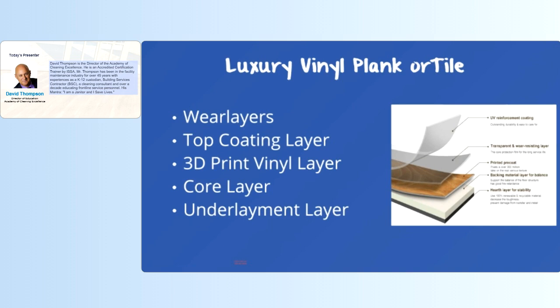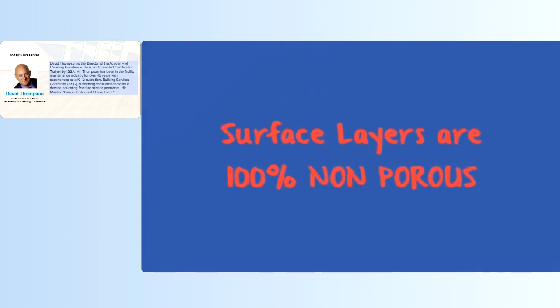Now, as you look at all of this, the surface is 100% non-porous. So unlike the VCT, the surface, when you get it and it's put on your floor, it is 100% non-porous on the surface. However, that's not where the story stops. That's just where it starts.